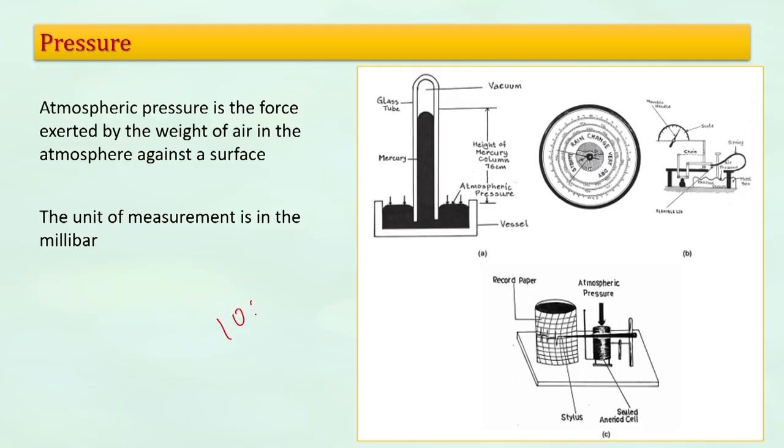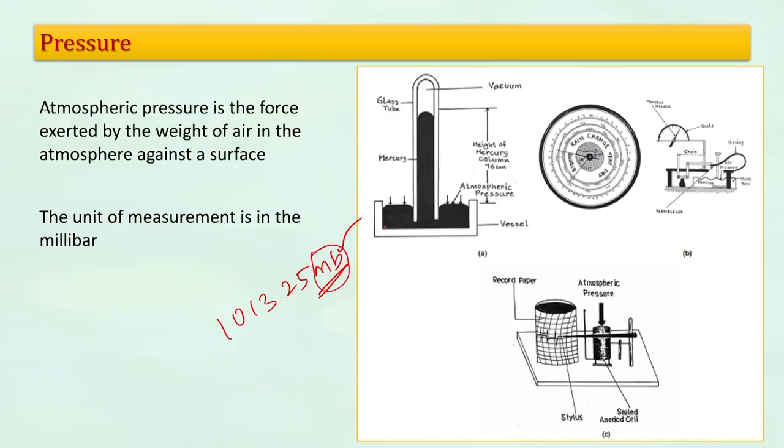What is meant by air pressure? It is the weight of an air column from the sea surface level to the top of the atmosphere. In 1 square centimeter, what is the weight of air from sea surface level to the top of the atmosphere? That is called air pressure. Average air pressure at sea level is 1013.25 millibar. So, the air pressure is measured by a unit called millibar, right.